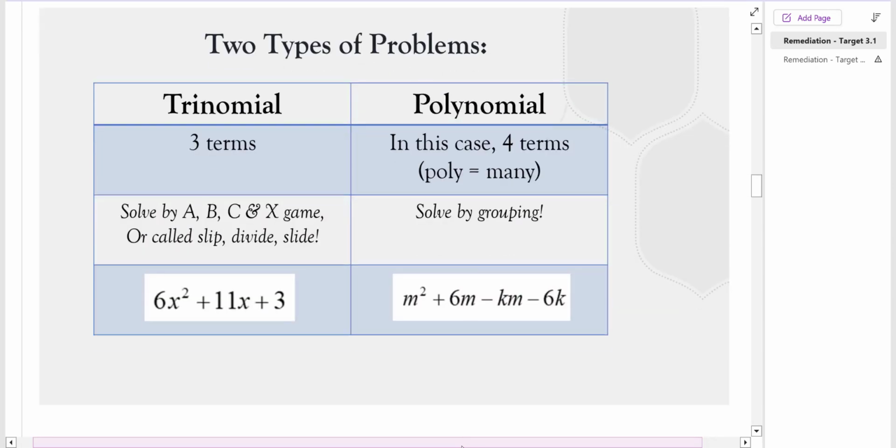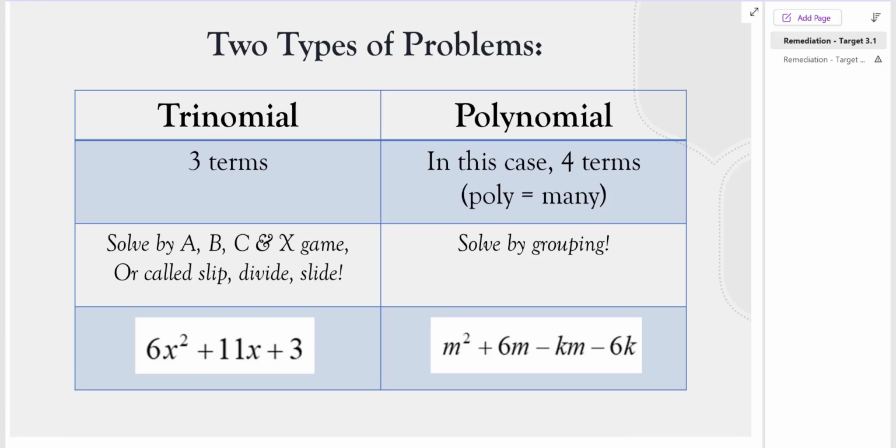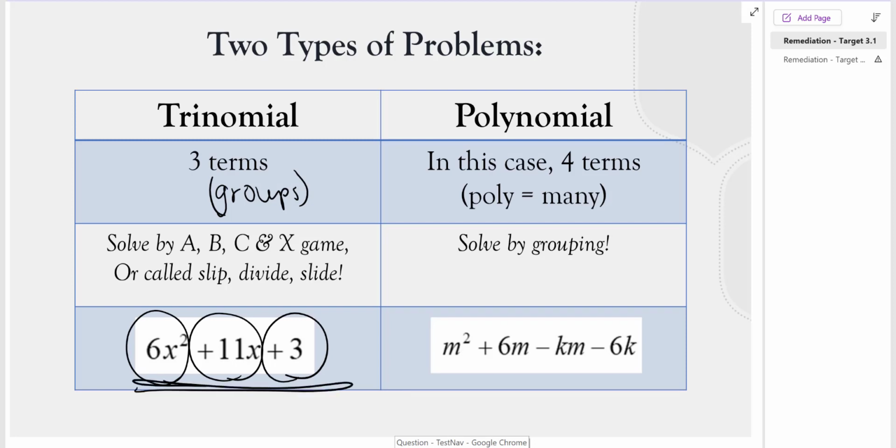Okay, now in this video we're learning about two types of problems, a trinomial and a polynomial. So trinomial is a problem that has 3 terms. Okay, 3 terms is just another way of saying it has 3 groups. Okay, so we have group 1, group 2, group 3. This is a trinomial. Polynomial means it has 2 groups or more, but in this case, for this test, all your polynomials are going to have 4 groups.